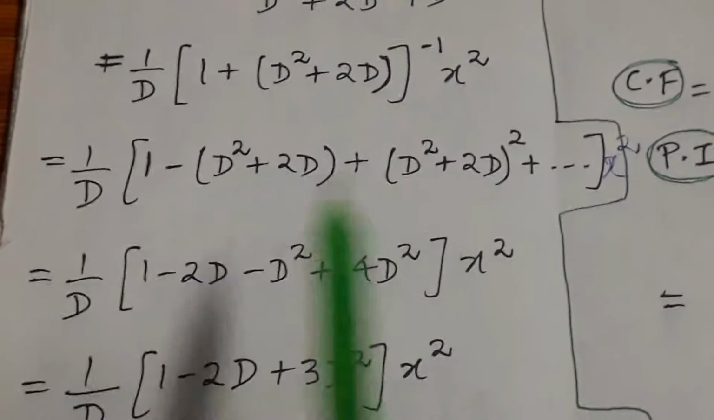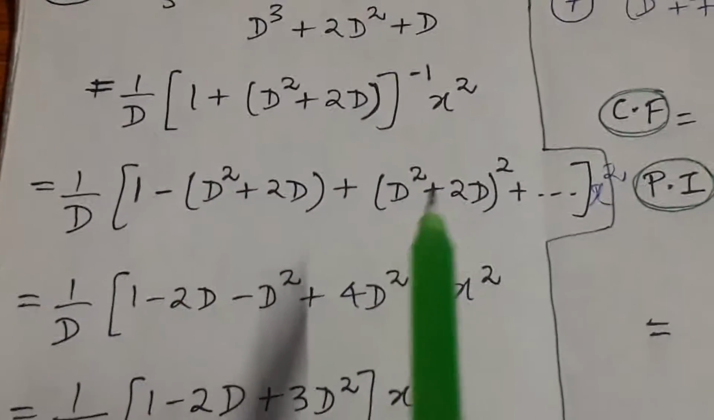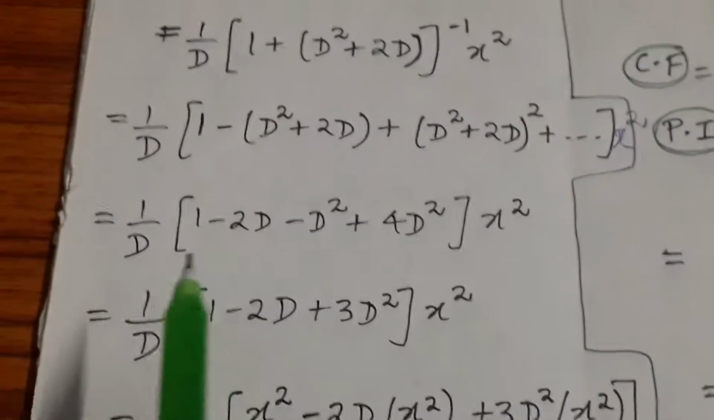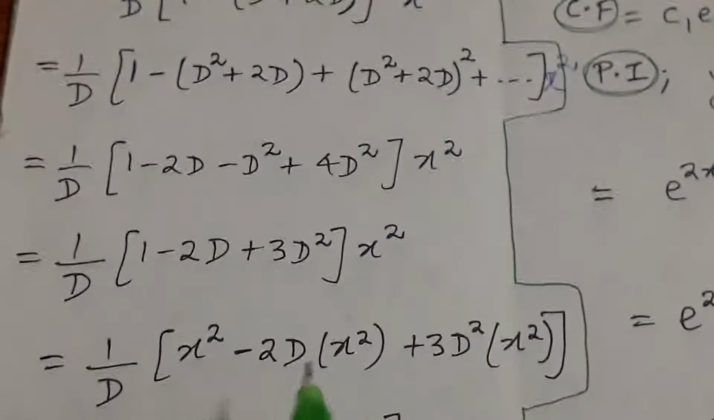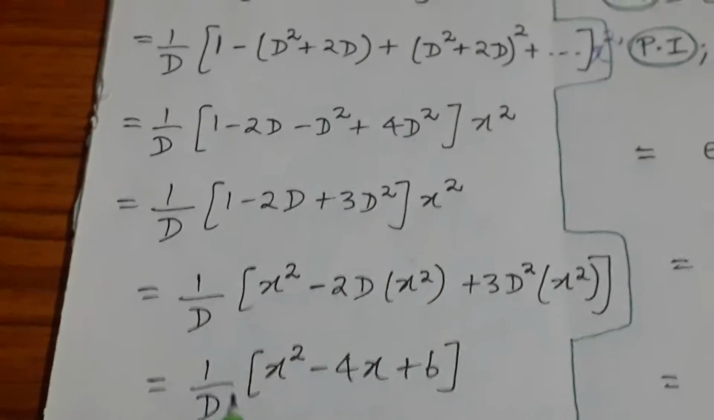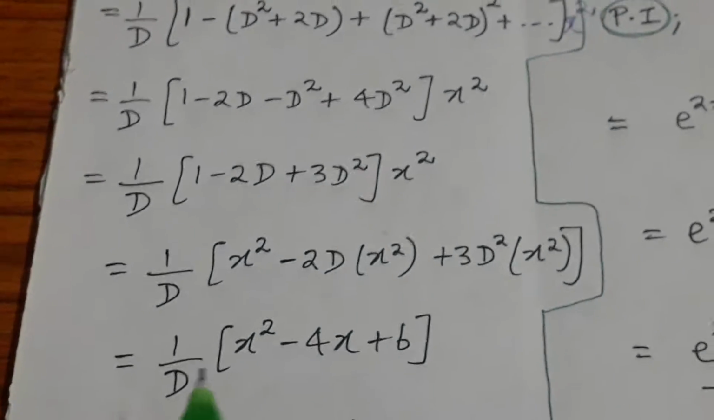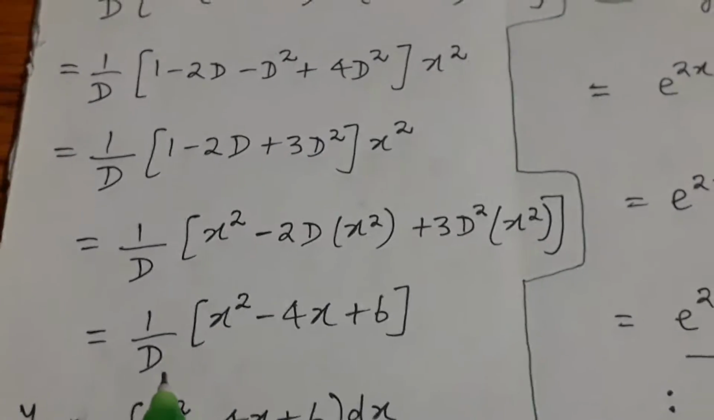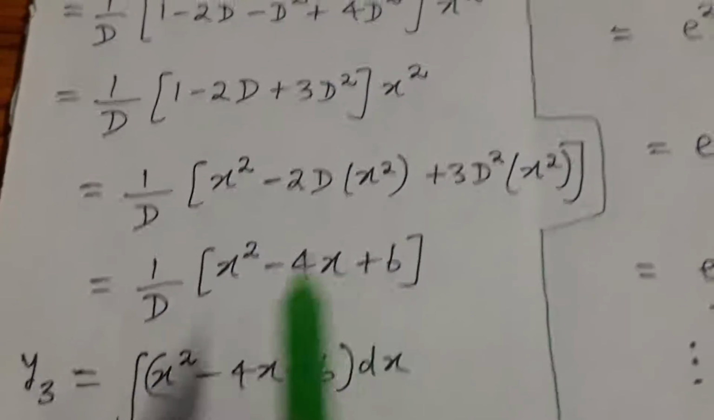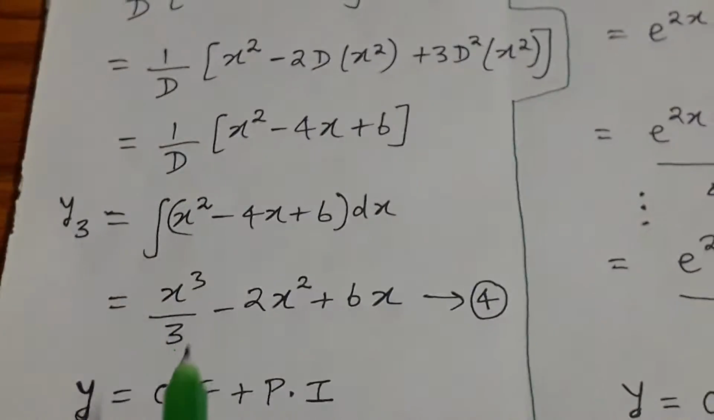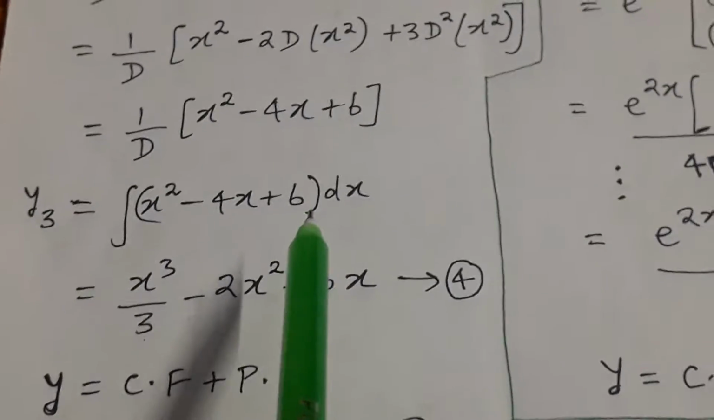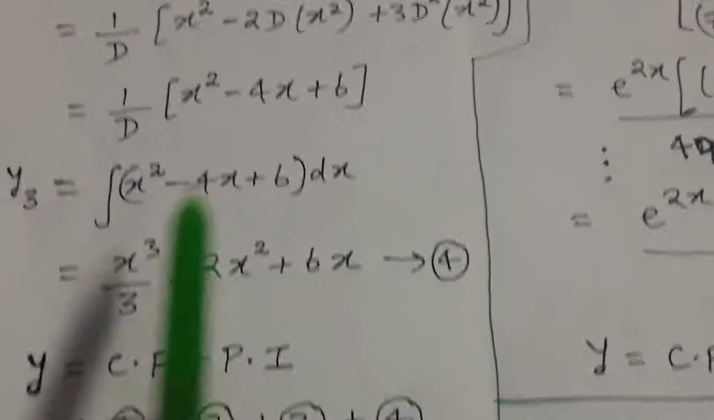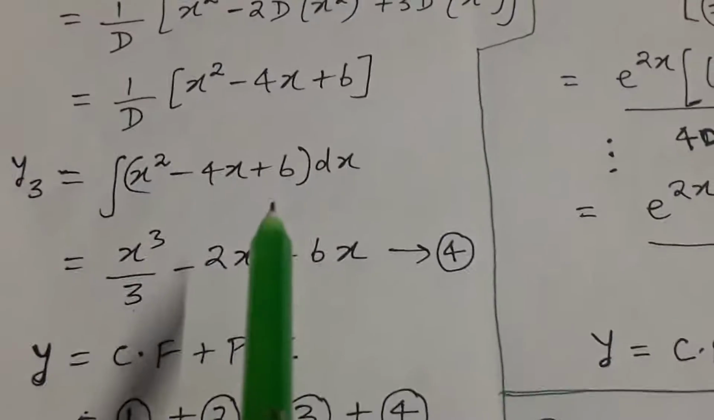Now as usual, simplify this. Take only the D and D square terms, multiply by x square, simplify this and get this. Take x square inside and differentiate this once, differentiate this twice, and get the value. Outside is what? 1 by D is here. If it is D, you have to differentiate. 1 by D means what? Integration. Integration of x square is x cube by 3. Integration of x is x square by 2, 4 by 2 it will be 2. Integration of constant is x, 6x. This is the particular integral for the third term.